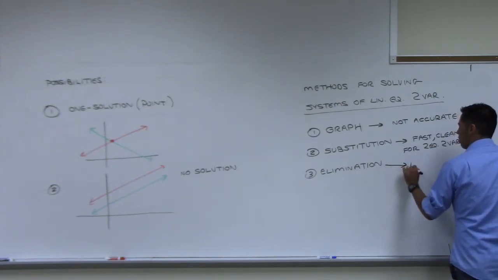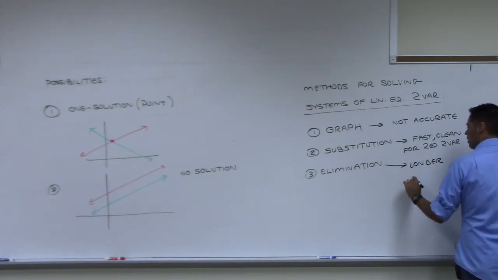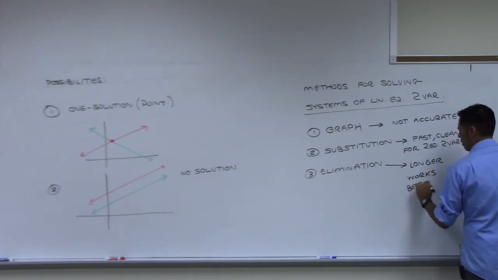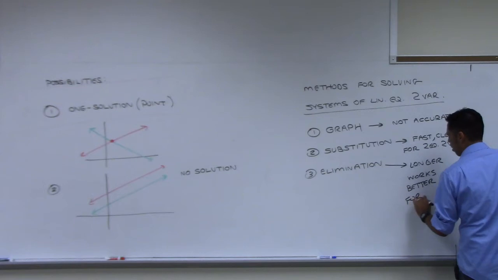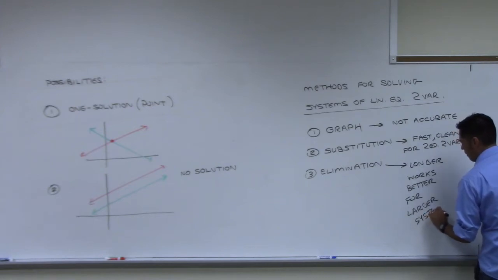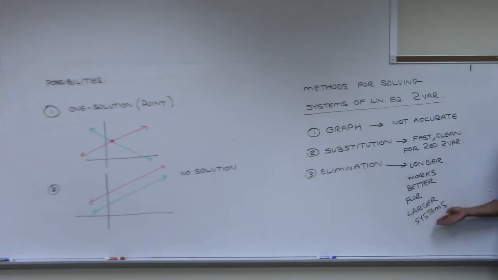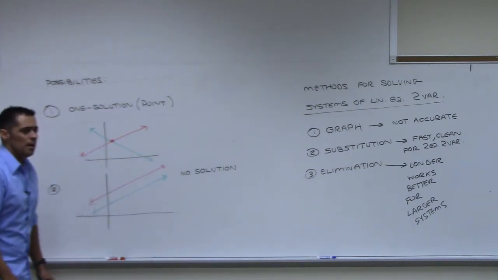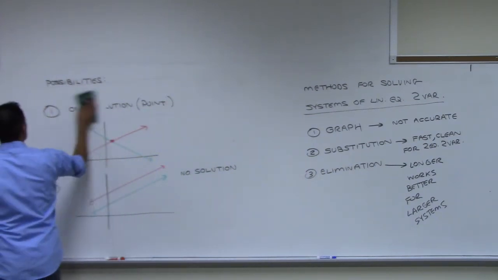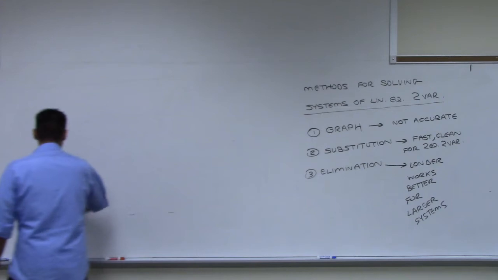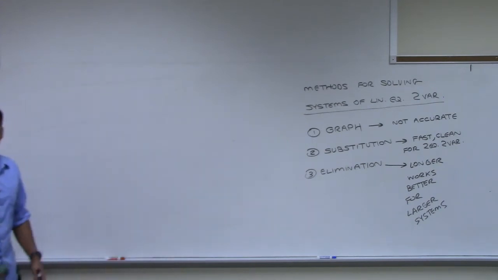Elimination is longer, but works better for, I'm going to say, larger systems. Okay? By larger systems, I mean more equations, more variables. All right, so we're going to kind of throw the graphing out. Okay, we're not going to do the graphing. We're just going to start with substitution. So let's do a real basic example first. And after we do the basic example, we'll go back and answer that question that we left open.